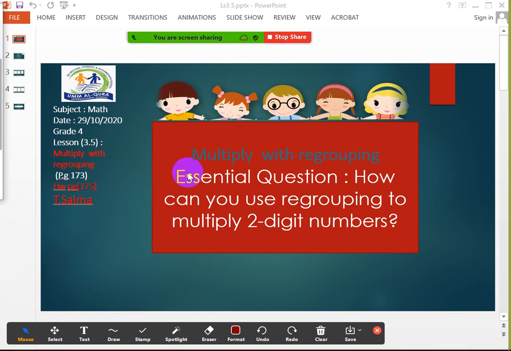So, girls, today we will start our lesson now. How can you use regrouping to multiply two-digit numbers? Okay, so today we will multiply two-digit numbers with regrouping strategy. You remember that last lesson we talked about partial product, but after that we will talk about regrouping. Let's start with the first example. I want you to focus with me, please.